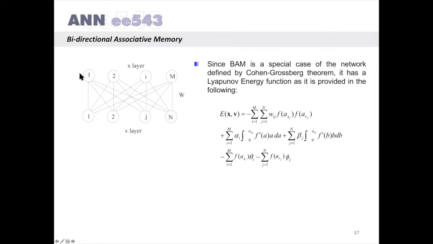For each neuron in the X layer, we are considering their output multiplied by the theta value for that neuron. Here we have a summation, i from 1 up to m, and a minus sign. And similarly for each neuron in the V layer, we are considering the output there, f applied on the activation, multiplied by, again, the phi j value, which corresponds to the threshold.